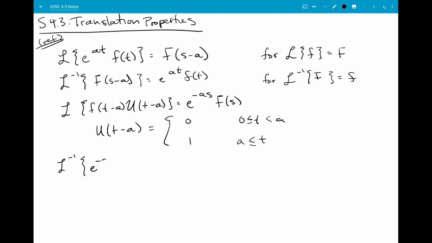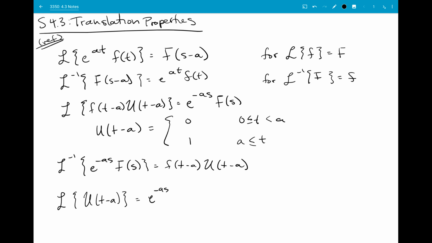L inverse of e to the minus as, capital F of s, is equal to f of t minus a, u of t minus a. And then something that's going to follow from this directly is if you just wanted L of u of t minus a, that would be L of f of t minus a, u of t minus a for f equal to 1. So it's just going to be e to the minus as times 1 over s, because that's L of 1 right there. So I'm just going to write it like this. So that's convenient. And so these are all the translation properties that we'll be talking about.